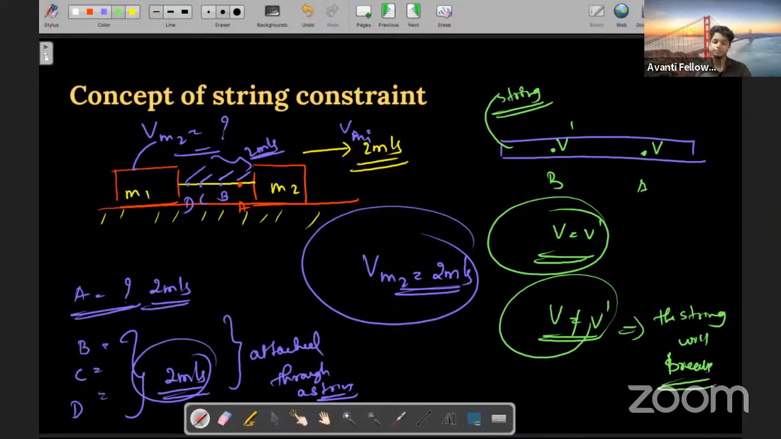Did you get it, students? So always remember, if there are strings and there are masses attached, then along the string, the velocity will be the same.